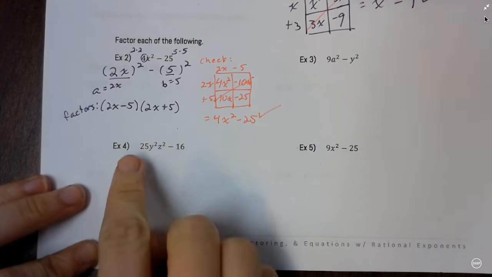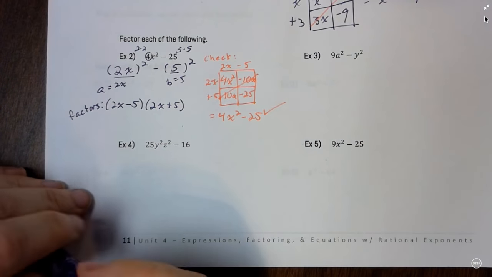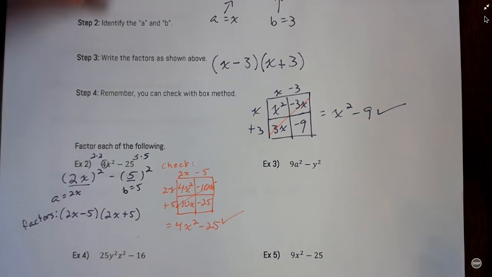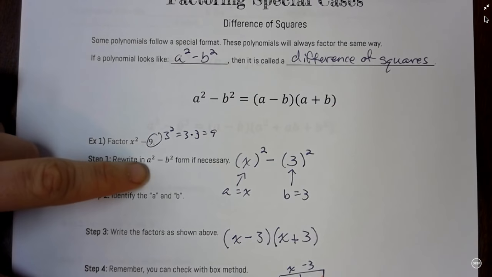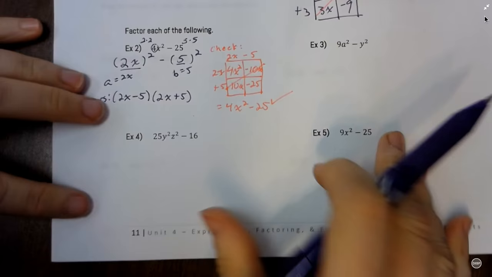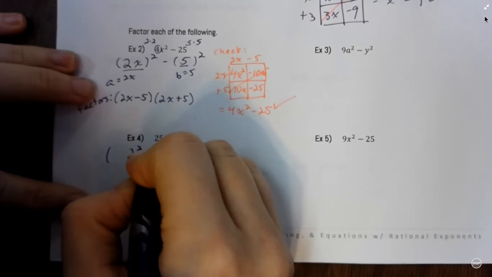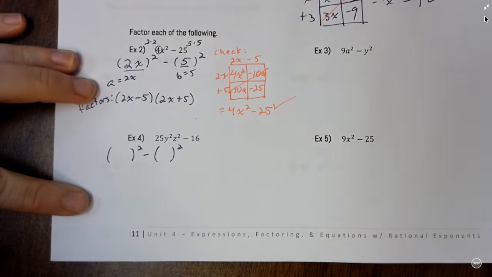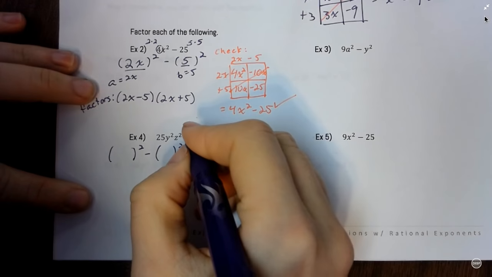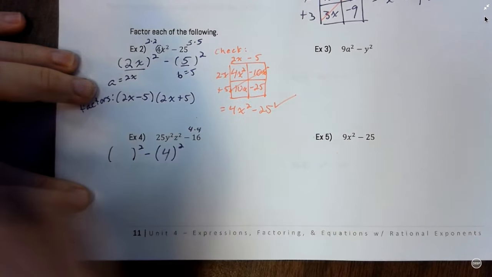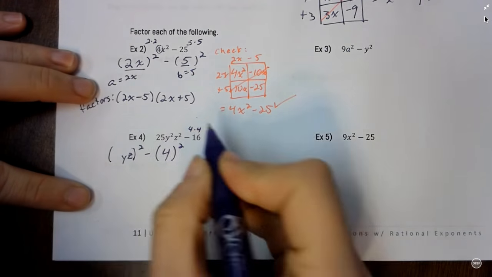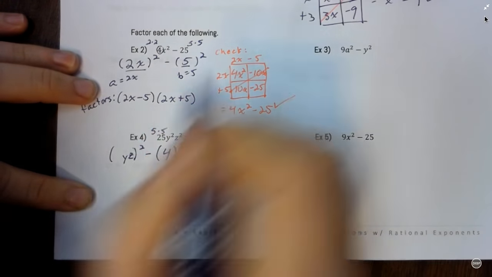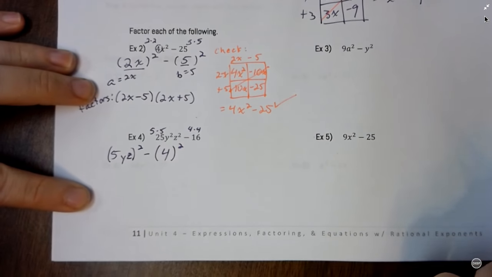All right, example 4. Again, we're skipping 3 and 5 for the moment because I want you to try them yourself in just a minute. So example 4. The first thing I want to do is rewrite in a squared minus b squared form if necessary, just like we've been doing. So I want to write this as something squared minus something squared. Let's do the 16 first because that's easier. 4 times 4 is 16, so it must be 4 squared. And then I know I'm going to have a yz because they're both squared. And then 25, well 5 times 5 is 25, so 5yz squared. That must be it.